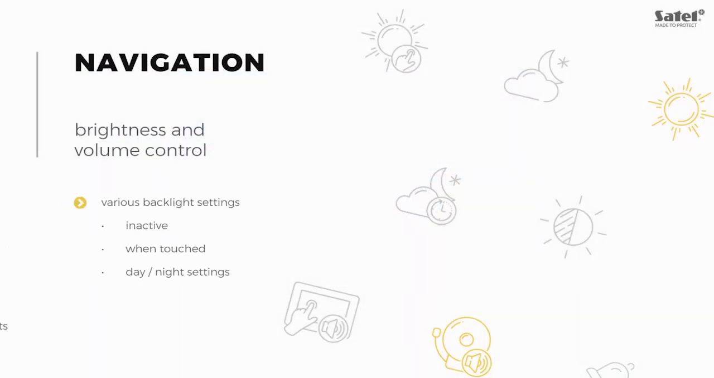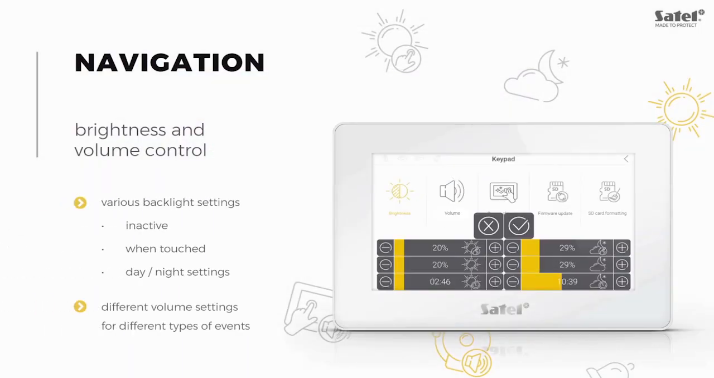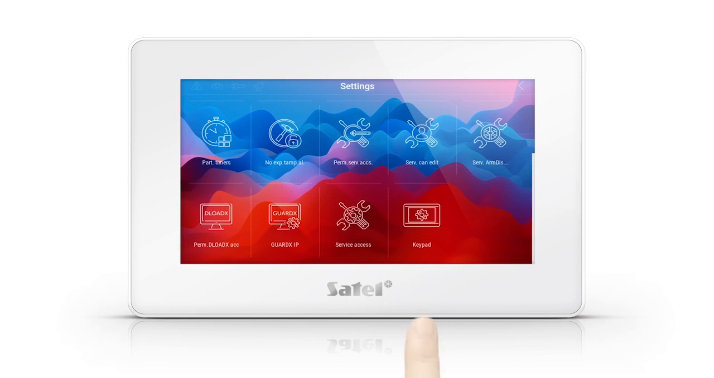You can also individually set the screen brightness, depending on the current time of day. Notification volume can too be set for different event types. The TSH2 models has a built-in speaker, while the TSG2 features a buzzer. Changing the settings looks like this.